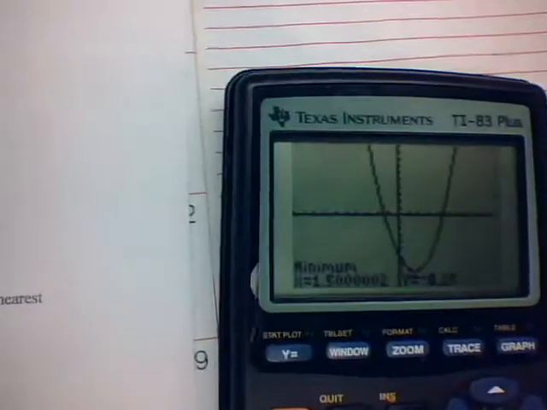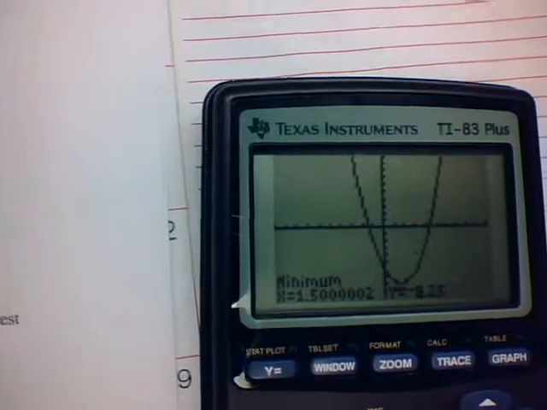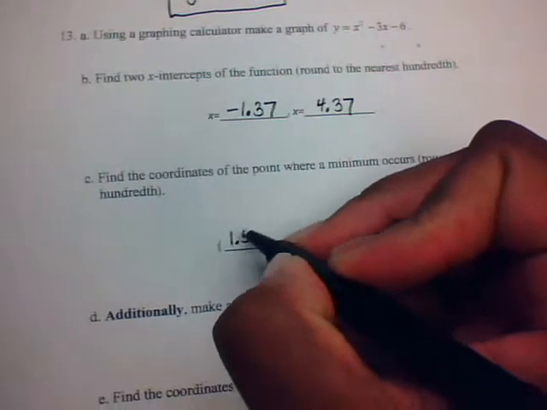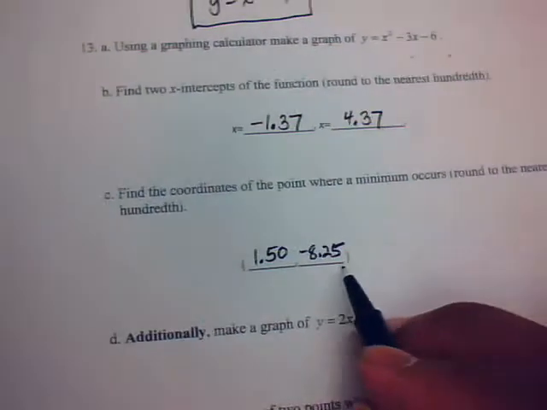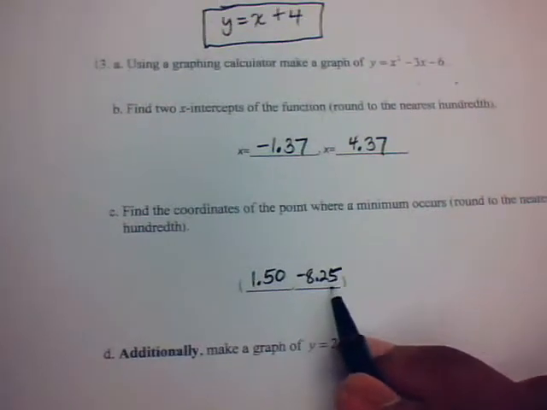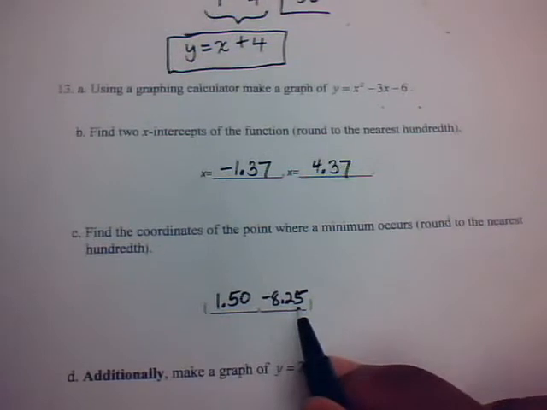And that's going to be your minimum to 2 decimal places. We're going to say 1.50 and negative 8.25. And you must write down both, the x and the y, because that's for the coordinates of the point. So the coordinates are x and y.